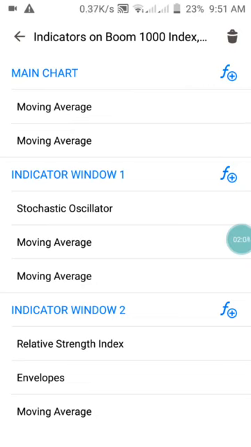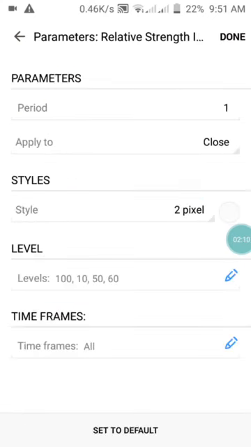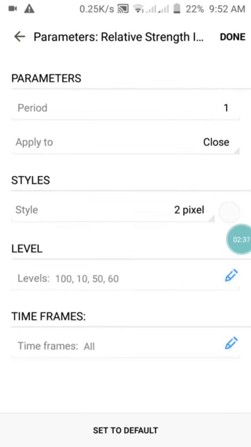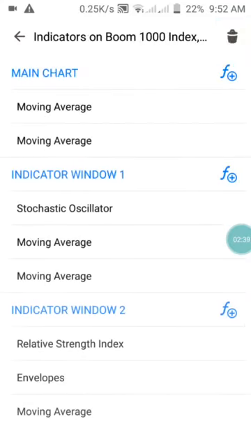So now let's move to our indicator window 2. To set up our indicator window 2, the first thing here is the relative strength index. In our relative strength index, we have the period to be 1, we have apply to close, we have our style to be in white color, which is the color of our background. So guys, if you are using a black background, make sure this particular color is black. So now I have different levels, as you see here. We have the sell zone, we have the buy zone, we have the take profit 1, and we also have the take profit 2. You see that? That's exactly what you need to set. Then you press done.